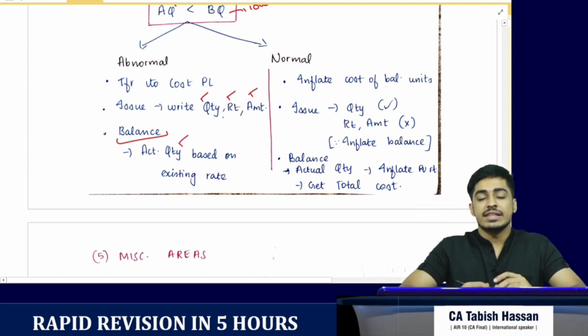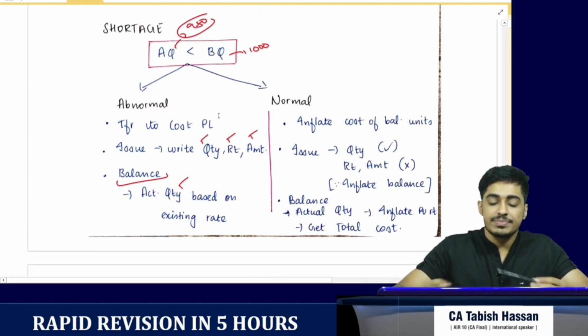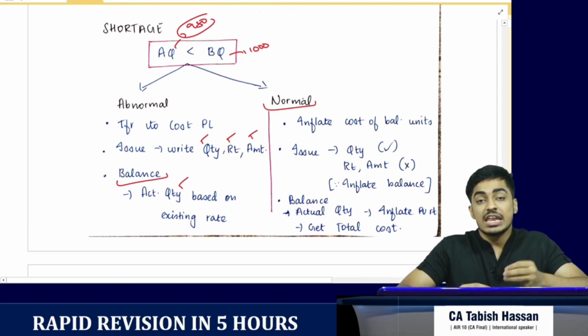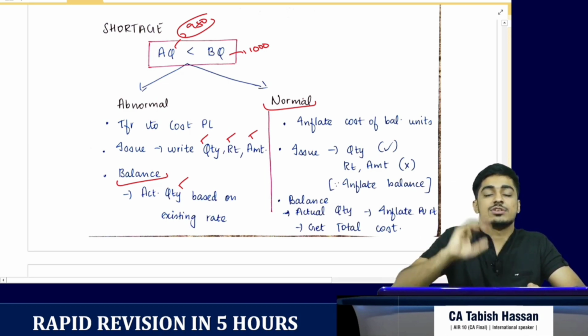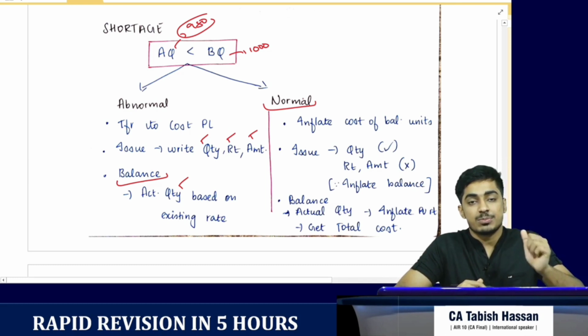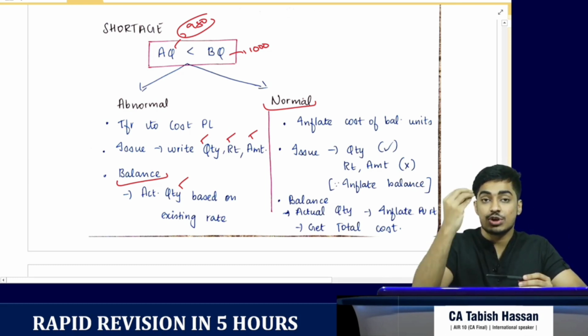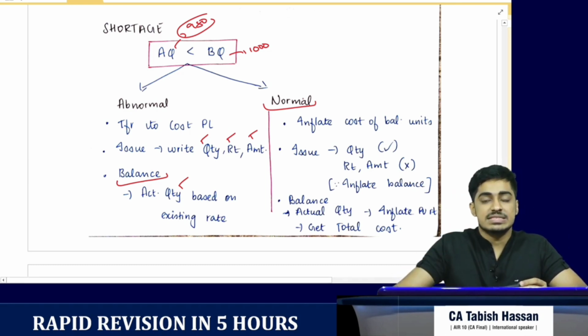Okay. And based on that, we write the rate and amount as well. Clear? If it is normal loss, it is unavoidable, it is in the nature of business, then what do we do? We inflate the cost of balance units. If it is abnormal, we transfer it to costing P&L. If it is normal, we inflate the cost of balance units.